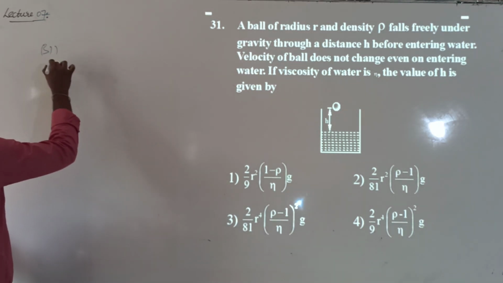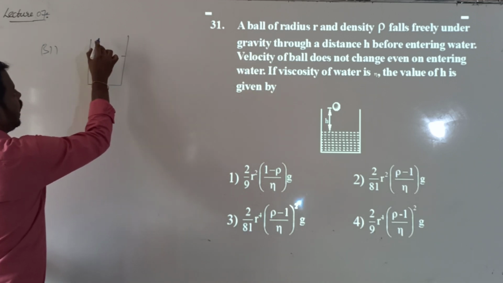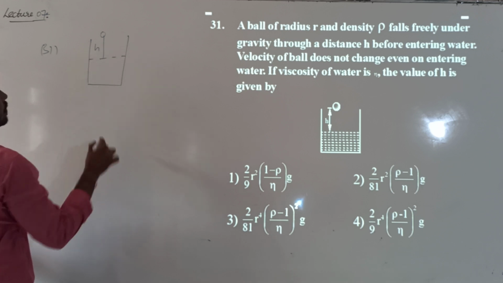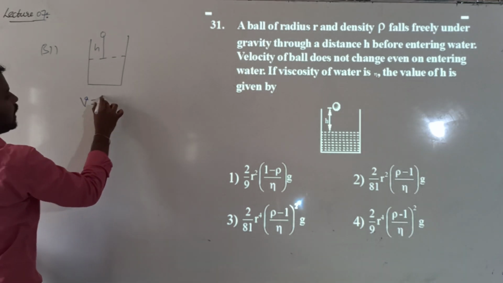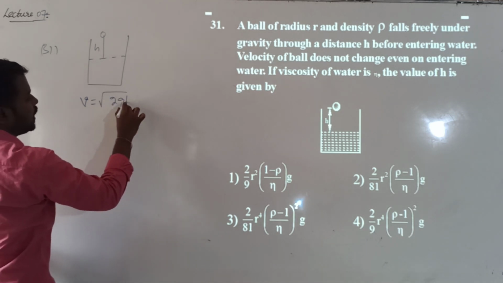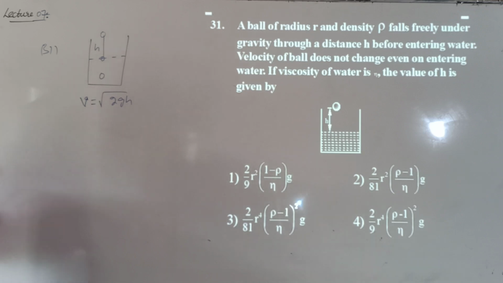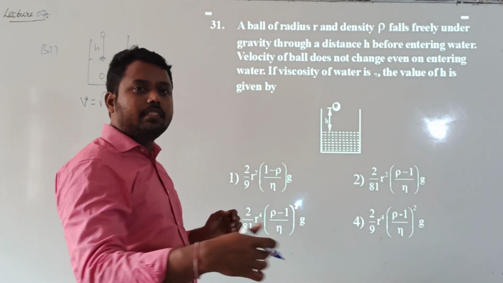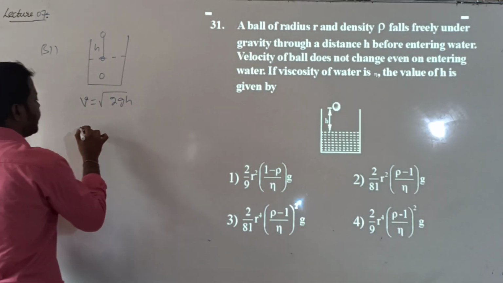They have given one container filled with some liquid. A ball is dropped from the height h. With what velocity will the ball hit the surface? V is given by root over 2 into g into h. The ball will hit the water surface and continue to move with the same velocity. Then what does it mean? That velocity is nothing but terminal velocity.